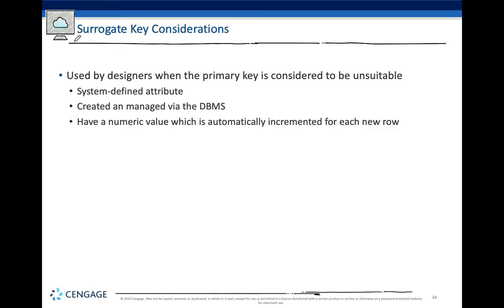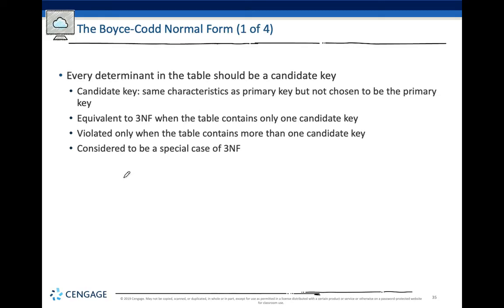Sometimes you have to assign surrogate keys. In our example, the job table does not have a surrogate primary key. In that case, we can use something called a job number as a surrogate primary key. Now, BCNF and 4NF are something we're not going to cover, so we're going to skip these slides.